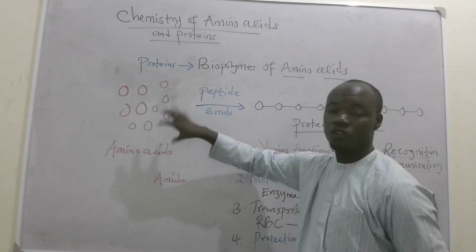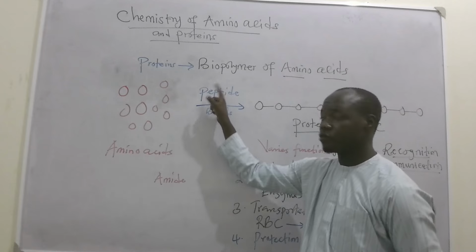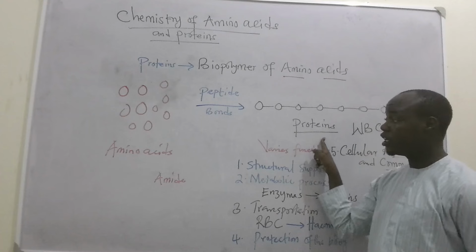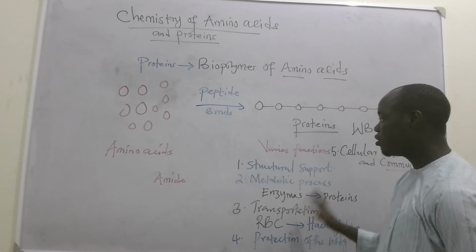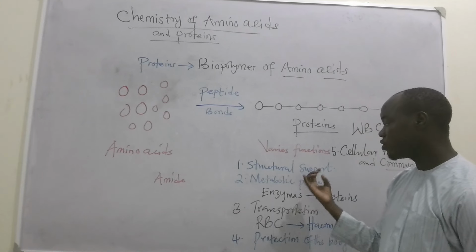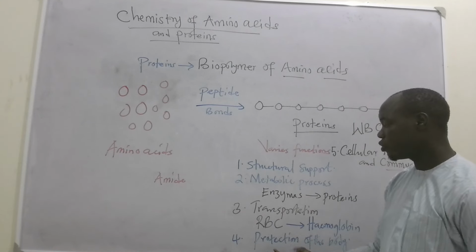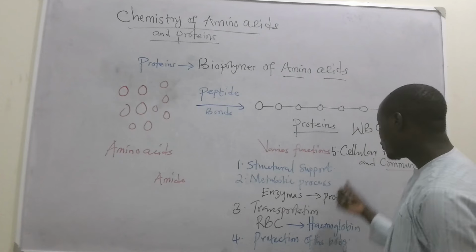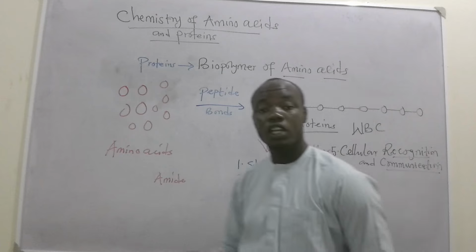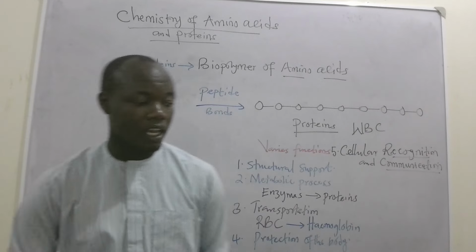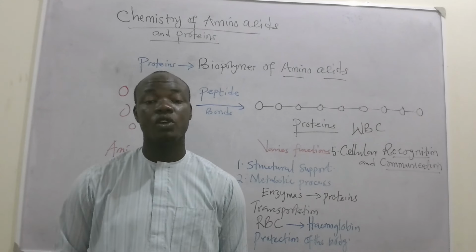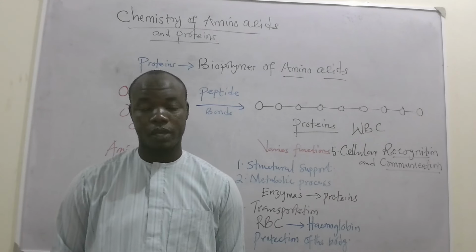These blocks, the amino acids, join together by making peptide bonds to form a polymer, the protein. And of course, proteins have a variety of functions, and these include structural support, metabolic processes, transportation, protection of the body, cellular recognition, and communication. Apart from that, there are a lot of other functions of proteins, and as time goes on, we are going to explore them. Okay.